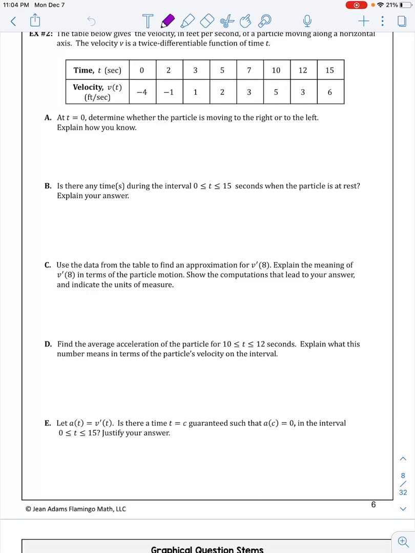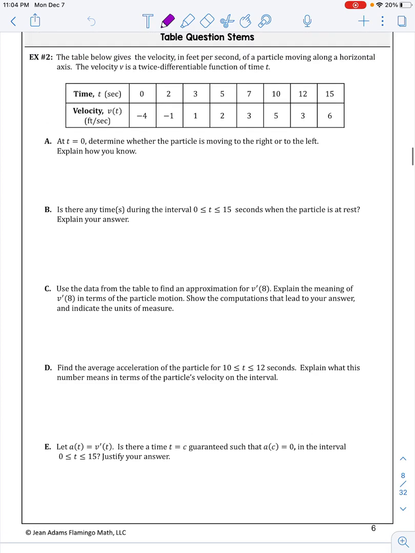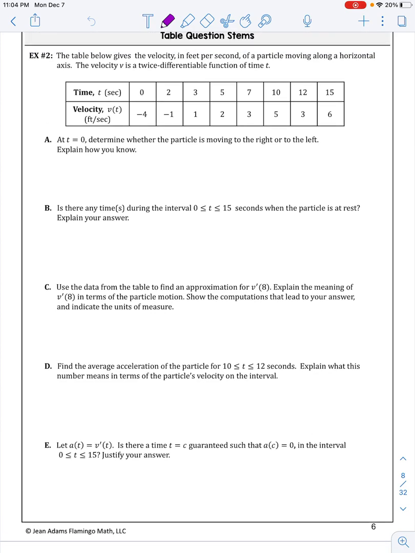Hello, Calc BC. I accidentally did not save, or I didn't record it. I thought I was recording it, but it wasn't recording. So I have to do this over again.